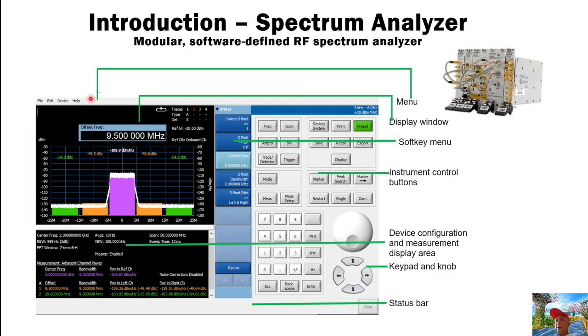And this is the menu here, and here is the display window, and these are the soft keys, and these are the control buttons here, and this is the device configuration and the measurement display area. And here is the keypad and the knob, and this is the status bar. We will go through some more details later.